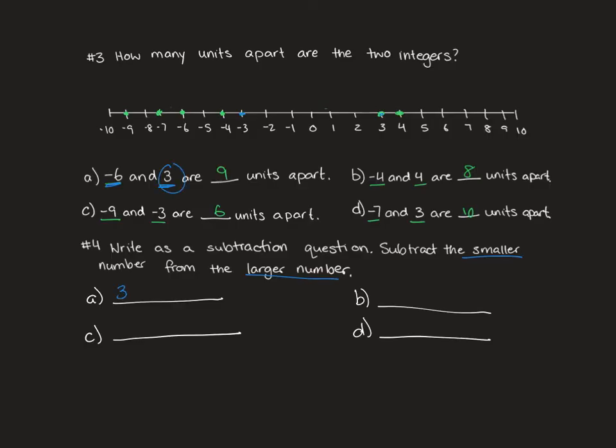We'll go 3 minus -6 equals, and our distance apart. So it's just going to still be positive. That's why we're doing it in this order.